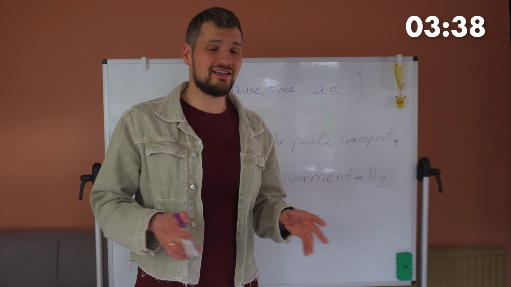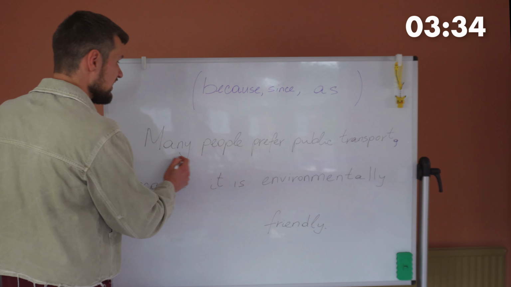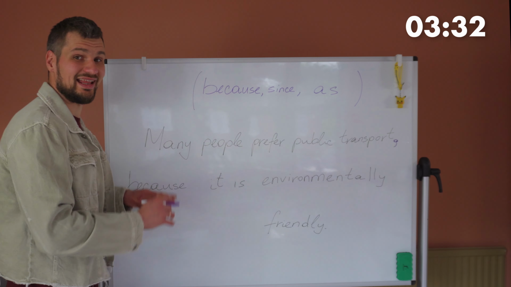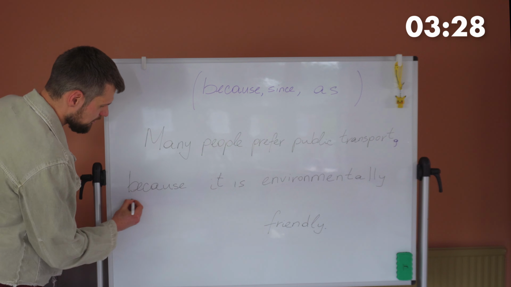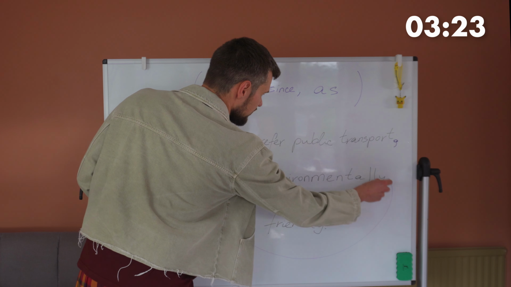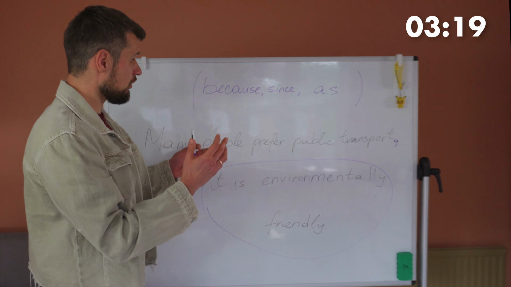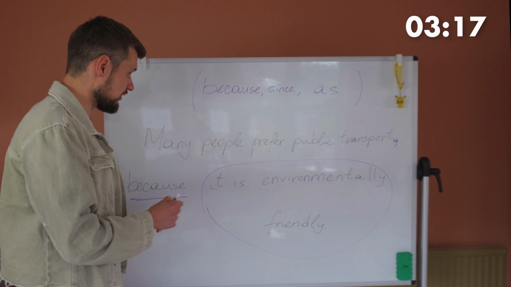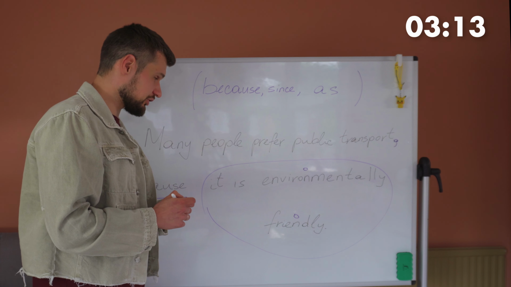Now, the next technique is useful for explaining why something happens. For example, many people prefer public transport. And that's it. That's your simple sentence. But by simply adding because, you can now add all this extra information. Okay? And so not only you build a complex sentence, but you also use some topic-specific vocabulary. So that's, again, some additional points.